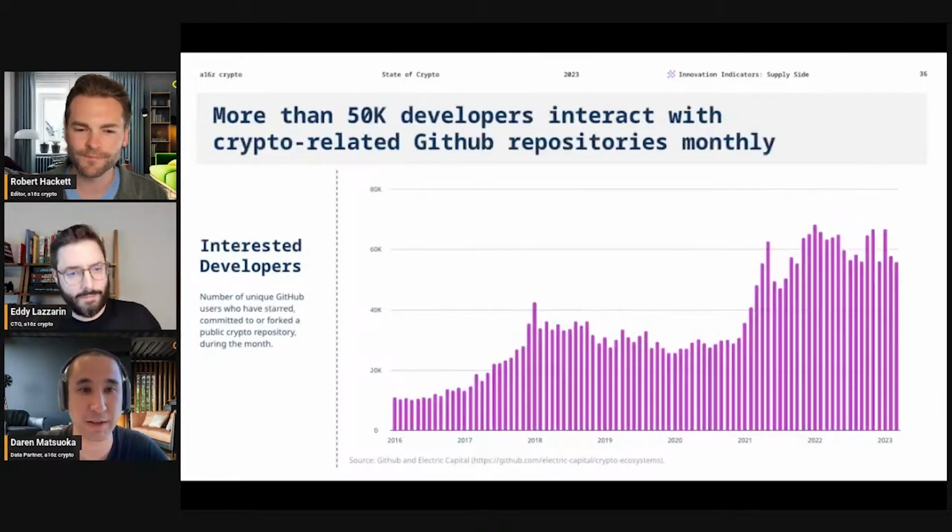We also can look at a larger set of developers, including not only unique GitHub users who have committed to or forked a crypto public repository, but also those who have starred, which is a little bit less of an active engagement, but represents more interest in the space. And we're seeing now more than 50,000 developers are interacting with these GitHub repositories monthly, and that number has grown over the years, which is cool to see.